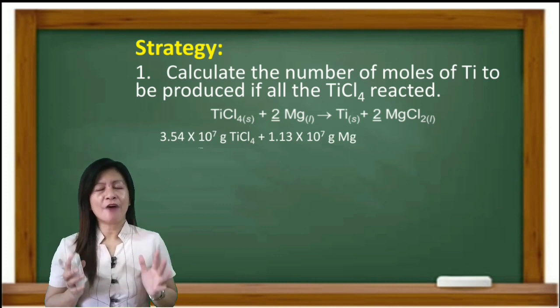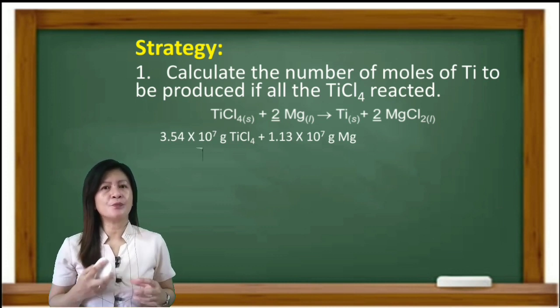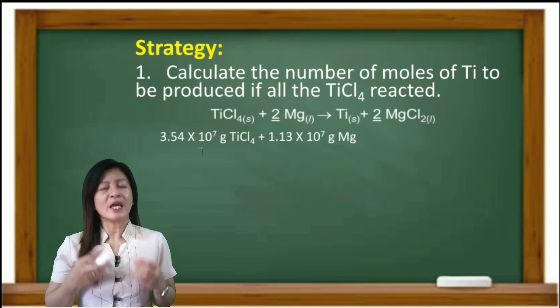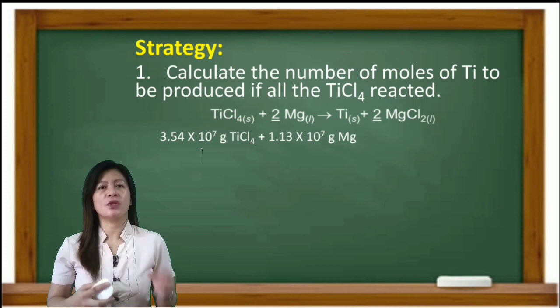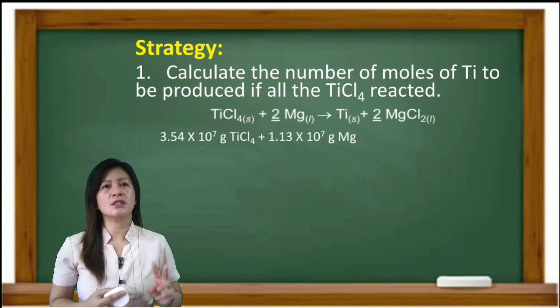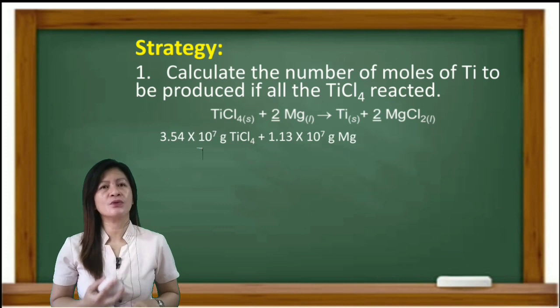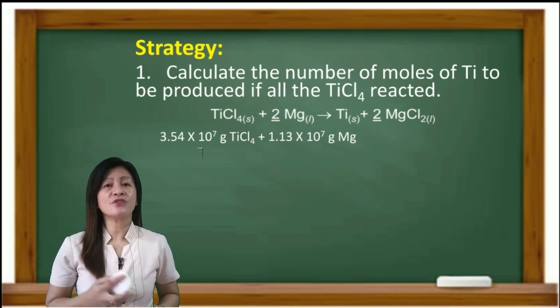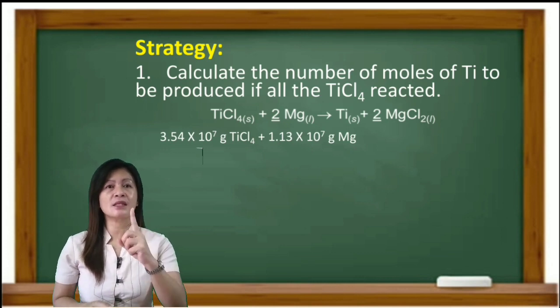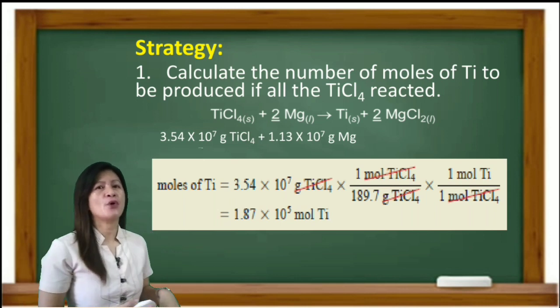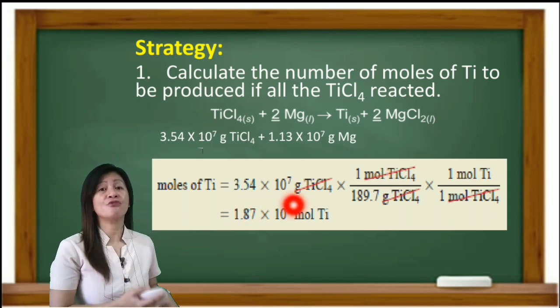What we are after here is our desired product, titanium. So what amount of titanium can be produced from the given amounts of the reactants? The two amounts are 3.54 times 10 raised to 7 grams of titanium(IV) chloride and 1.13 times 10 raised to 7 grams of magnesium. To calculate the amount of titanium produced from the first reactant, titanium(IV) chloride, we have the initial 3.54 times 10 raised to 7 grams of titanium(IV) chloride.